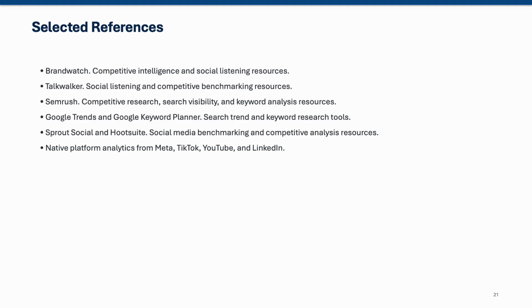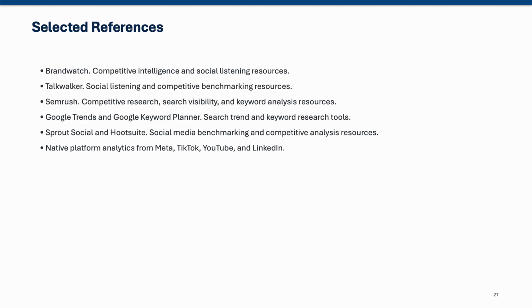I've included several resources and tools here and in the modules that you may encounter when conducting competitive research. As you continue working in social media, remember that the tools, platforms, features, metrics, and AI capabilities available to practitioners will continue to evolve. Rather than relying on one particular tool, focus on understanding the research process and the strategic questions you're trying to answer.